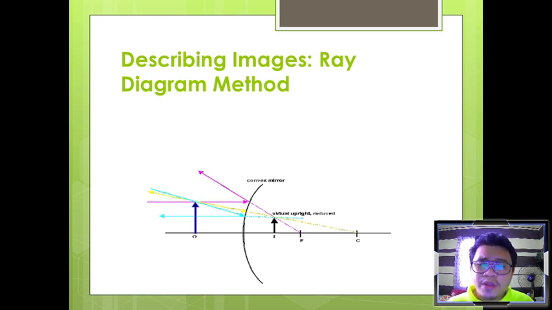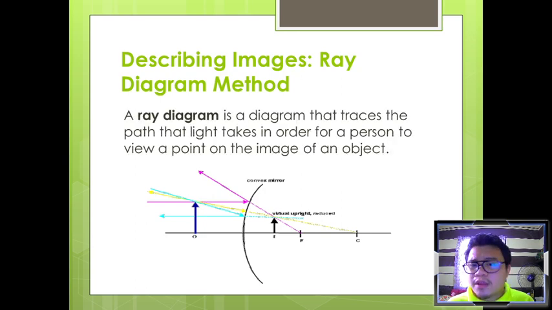We will deal here in this lesson with the ray diagram method. Now, what is a ray diagram? A ray diagram is a diagram that traces the path of light rays, or the path of light, in order for a person to view a point on the image of an object. What does this mean? It simply utilizes the path of light rays as they enter the mirror, and then we trace it so that we can make predictions on where the image is formed and how the image is characterized.